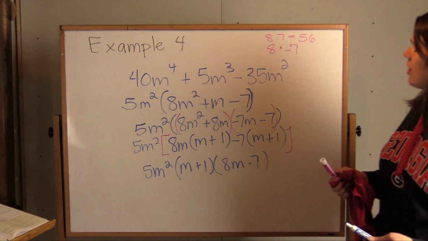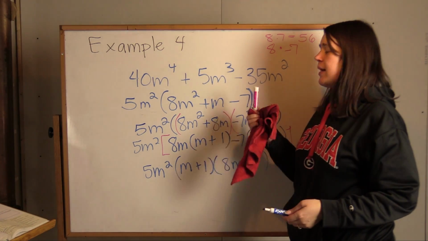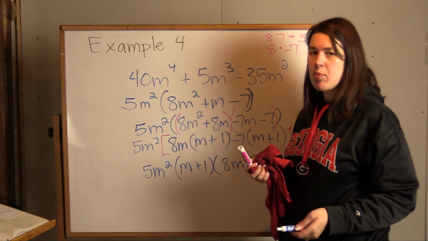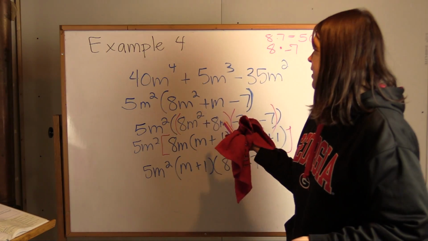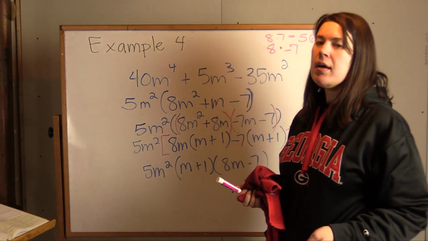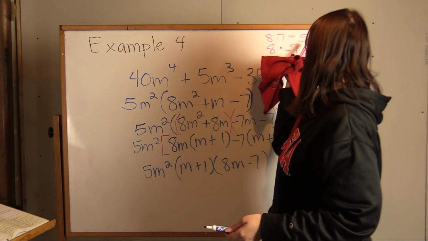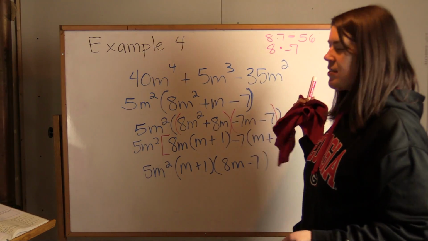Okay, so on this one, I did have to do some pre-factoring. They both had a common factor of 5 and m squared. So what's left behind was 8m squared plus m minus 7. From there, then I looked at my factors of 8 and 7 that equal 56.